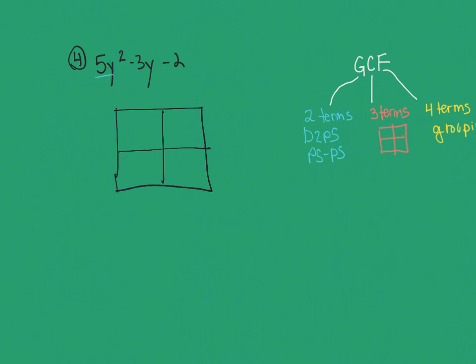I'm going to take this 5y squared. 5 is a prime number, so it can only be 5y times y. I'm going to put those down and anchor those in. Now, once again, I could have put the y here and the 5y there. That would be just how I start the problem, and I would adjust everything around it.